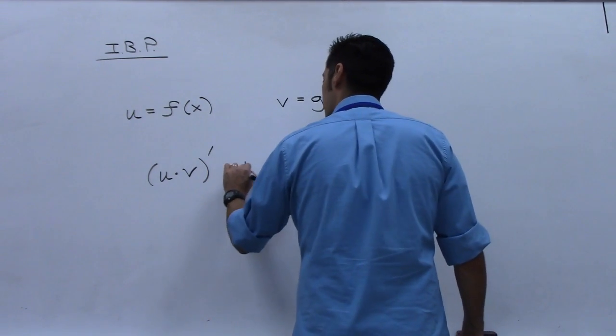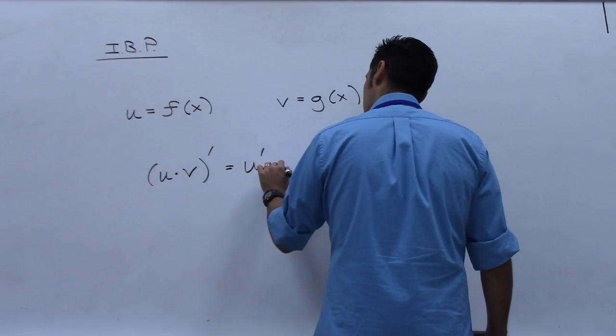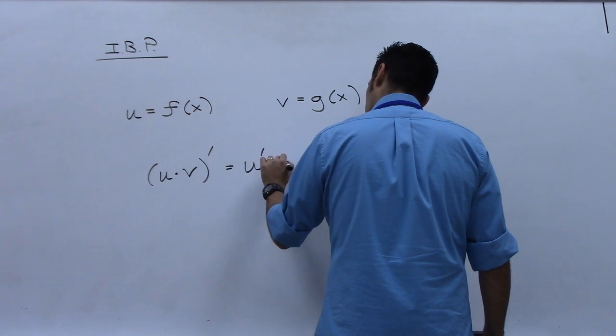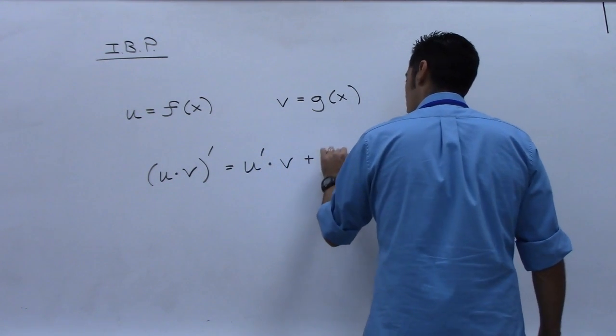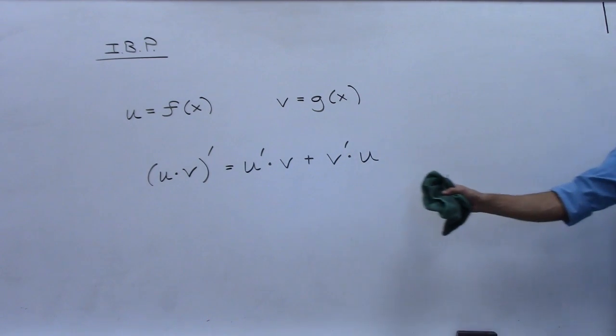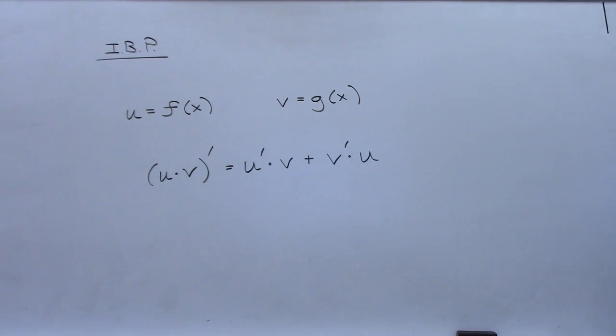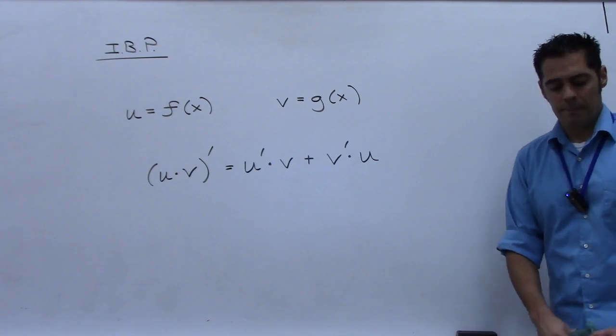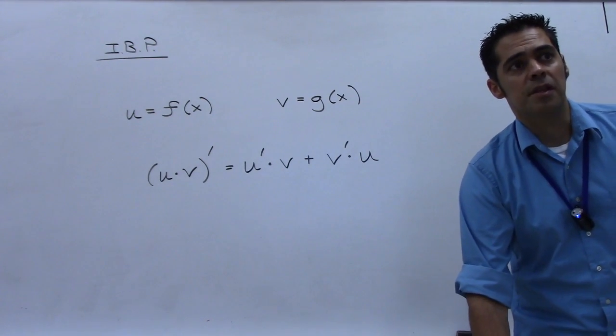So you'd say derivative of the first one times the second one plus derivative of the second one times the first one. Yeah? That's the product rule from Cal 1. All right. Now this is where things get interesting.